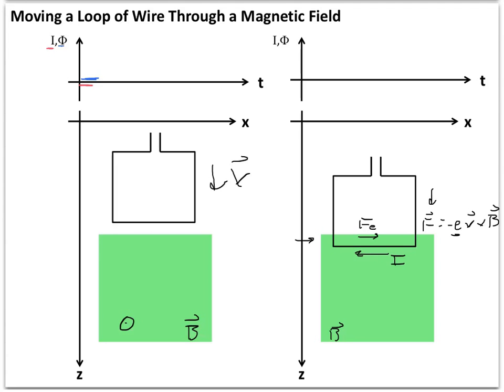And because this is the only force on the electrons, the only thing that's generating current, we essentially see we're going to try to drive current in the clockwise direction, I, going this way, around the loop.